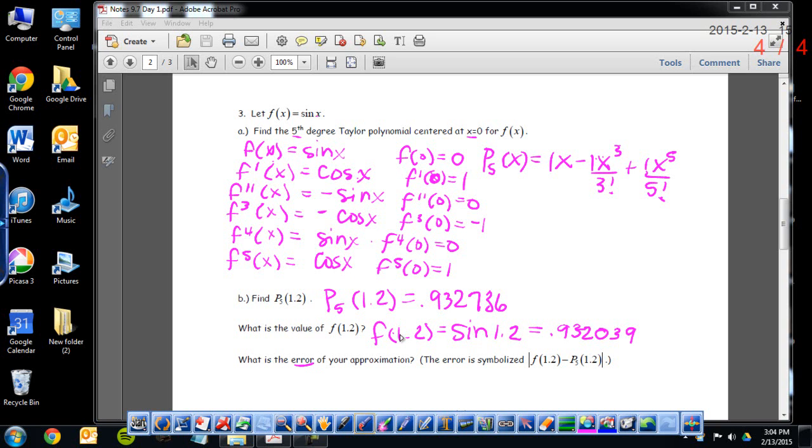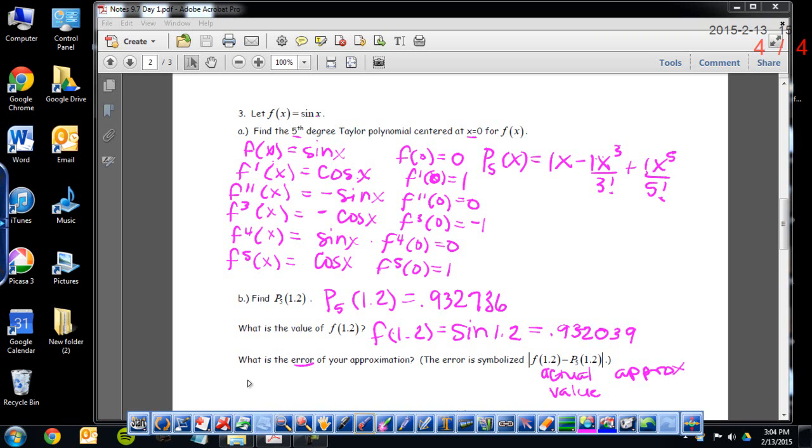Well, the error of our approximation is symbolized by f of 1.2 minus p5 of 1.2. Your error is the difference between the actual value, and we've talked about this in terms of alternating series, and your approximation. So f of 1.2 is the actual value, p5 of 1.2 is your approximation. And error is always a positive number, so you take the absolute value of it.